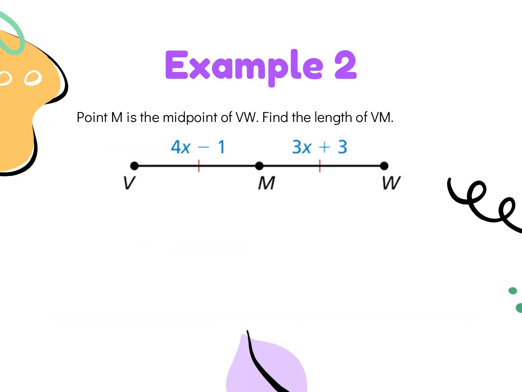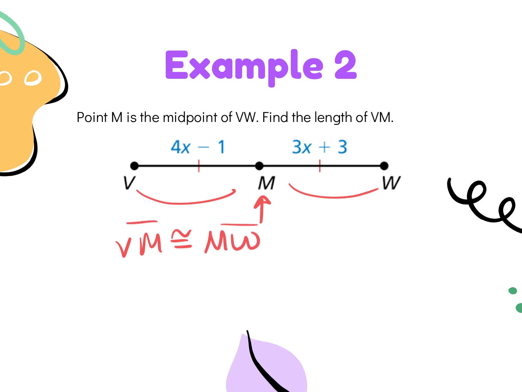So for example 2, they're telling us that point M is the midpoint of segment VW, and they want us to find the length of VM. So here is where we're tying in our algebra skills. Because they told us that M is the midpoint, and they also gave us congruency marks, I can see that VM is congruent to MW, because M is the midpoint.